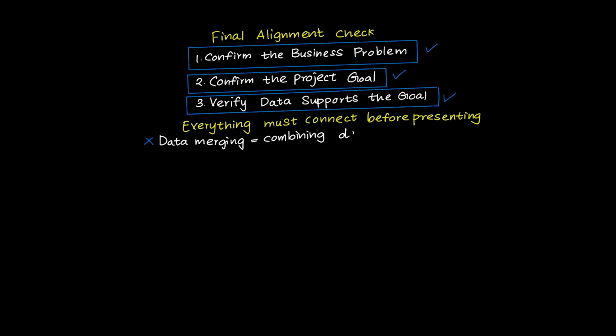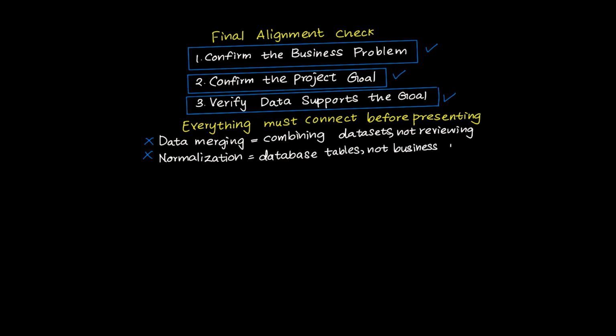Data merging combines two or more datasets into one. That's a preparation activity, not a review step that checks business alignment. Normalization organizes relational database tables and reduces redundancy. The three-step review is about business alignment, not database structure. Data replication copies data to multiple storage locations. The analyst is reviewing whether the clean data fits the project's purpose, not duplicating anything.